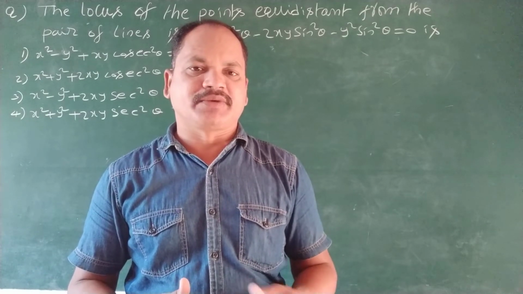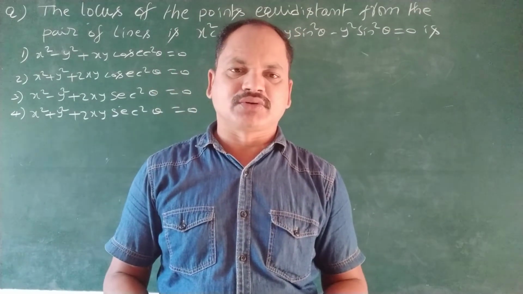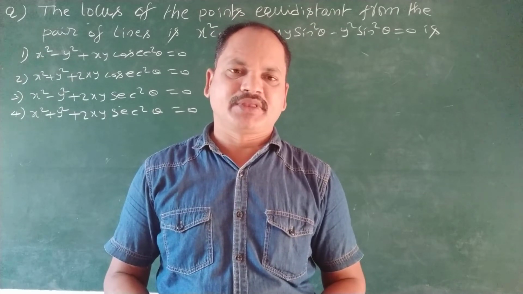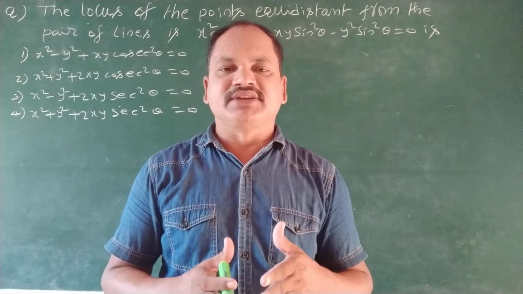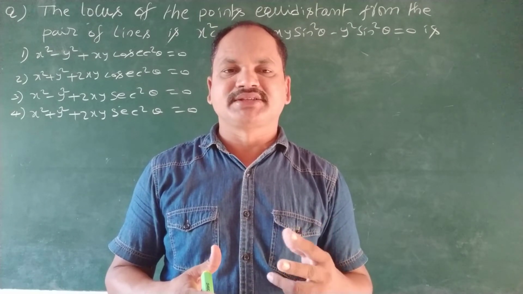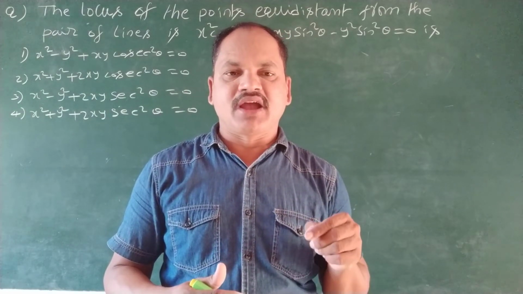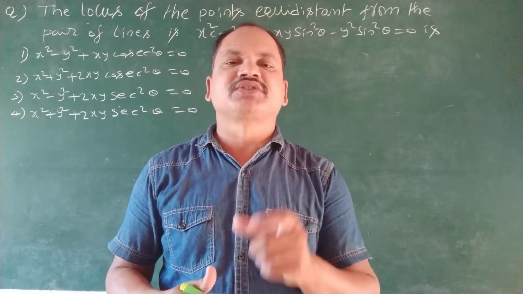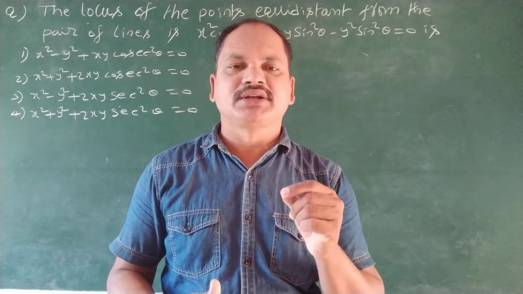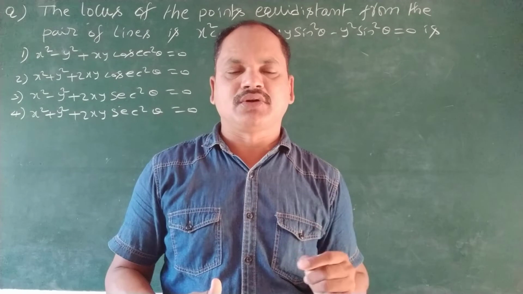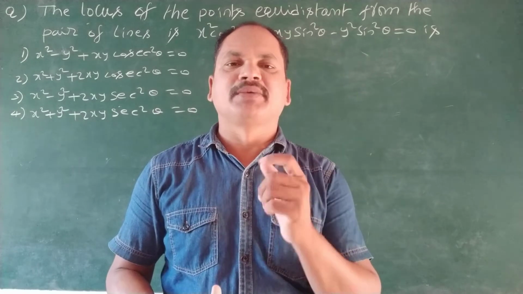ax square plus 2hxy plus by square is equal to 0. That is, h into (x square minus y square) is equal to (a minus b) into xy. Pair of angular bisectors means the bisector divides the angle between the pair of lines into two equal parts. That means every point on the bisector is equidistant from the pair of lines, and the locus of the point is called the locus of incenter. It is called the angular bisector.